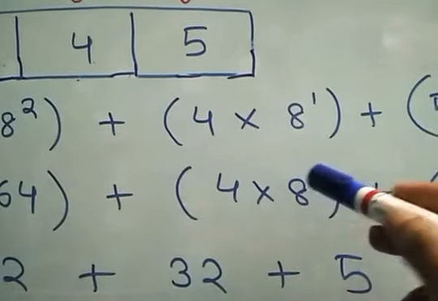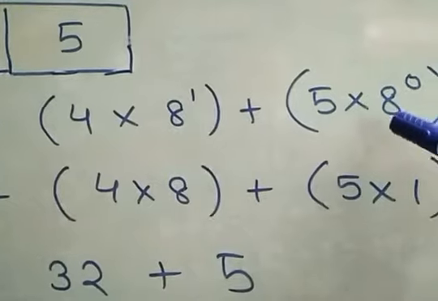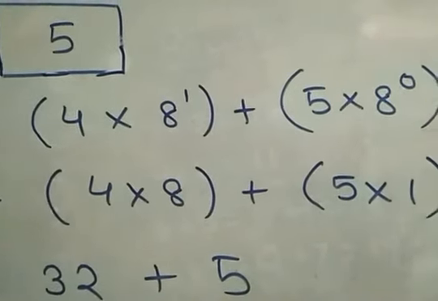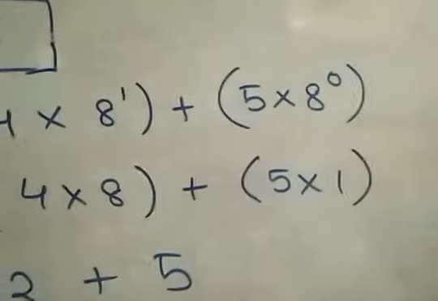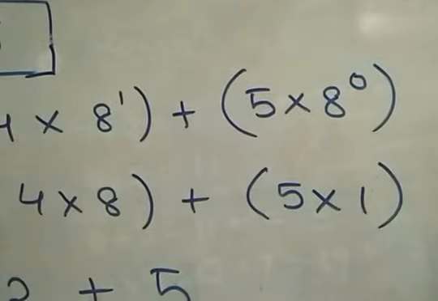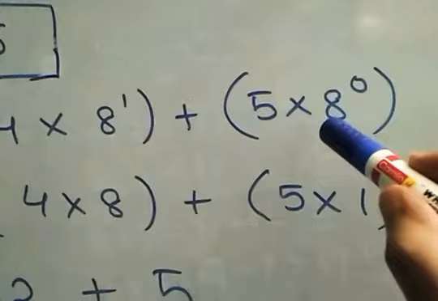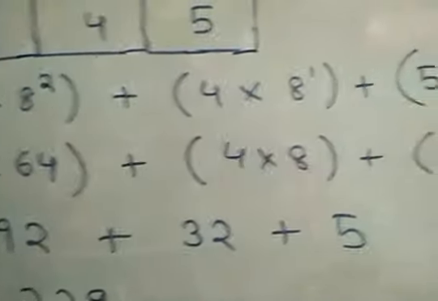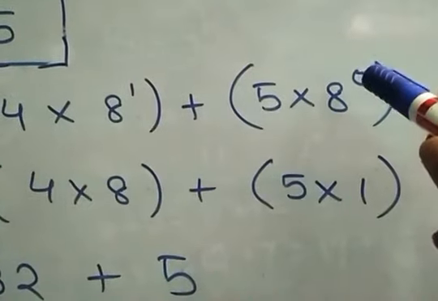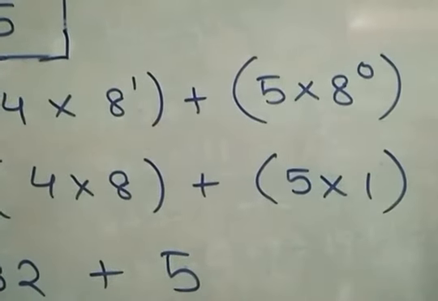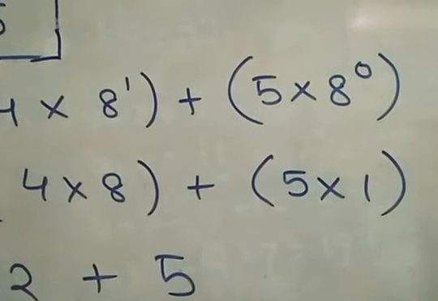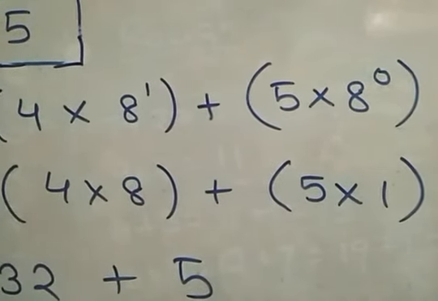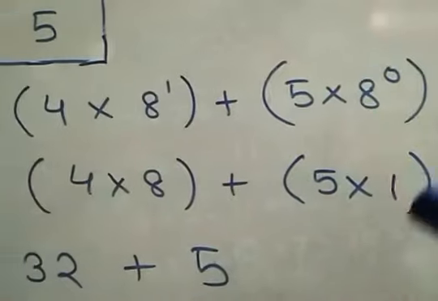So it will be 8 only. And anything to the power 0 means 1. Any number to the power 0 means 1. So 8 to the power 0 is 1. Except 0 to the power 0, other numbers give 1. Any positive natural number will give 1 only as the result.